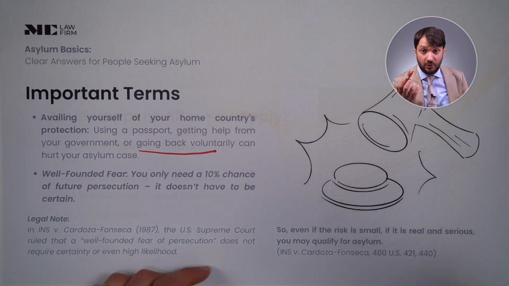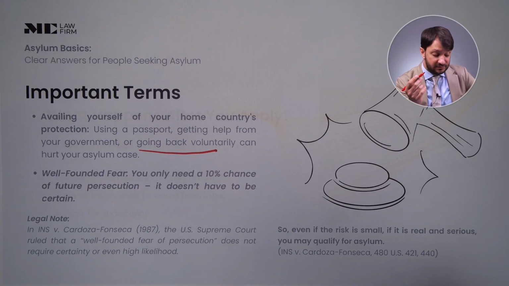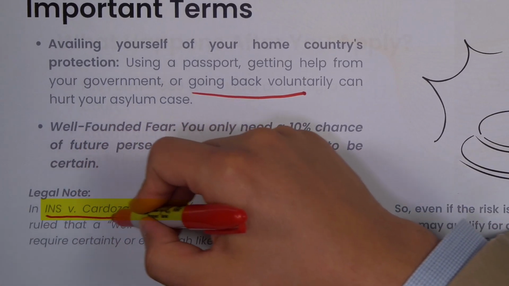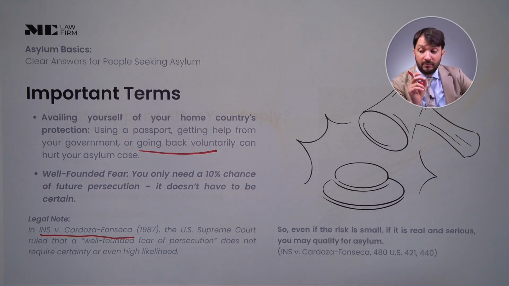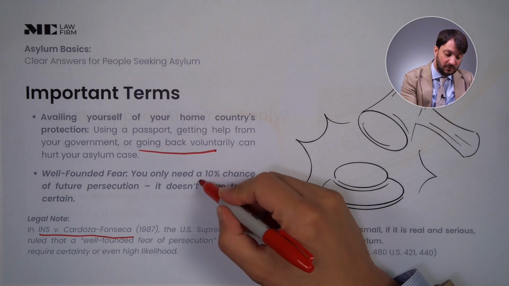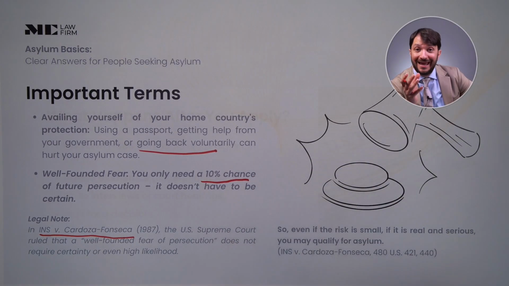There's a silver lining though. There's a landmark court case called INS v. Cardoza that says the probability level of a harm happening is not supposed to be very high. It could be as low as 10%. The likelihood of harm happening could be as low as 10% to qualify for asylum, so that is an important distinction.